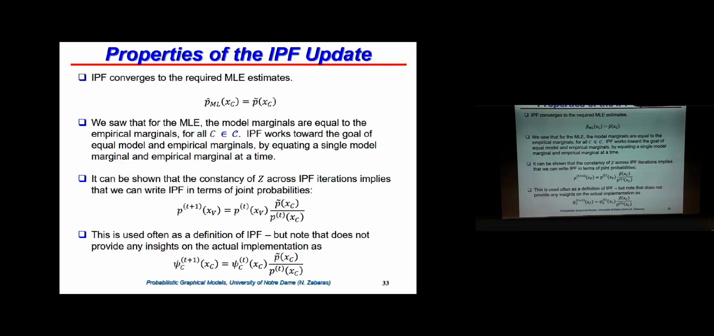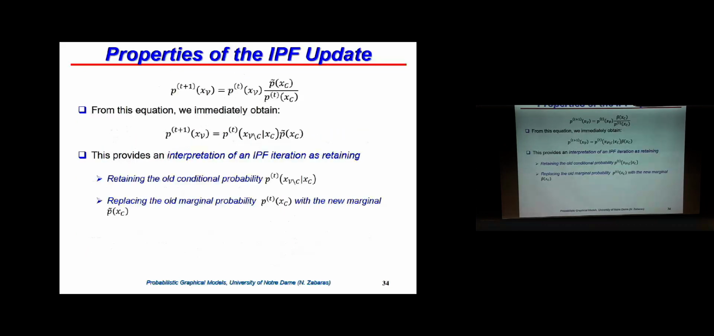Okay? So I'm going to take this equation and rewrite it. I am keeping this empirical marginal there, and I am taking this divided by that, at iteration t, and writing it as the conditional of x_{V\C} given x_C. Do you agree with me that this divided by that is the conditional of x_{V\C} given x_C? If you expand, this will be the joint of this and that, divided by the model marginal of x_C. Nothing new.